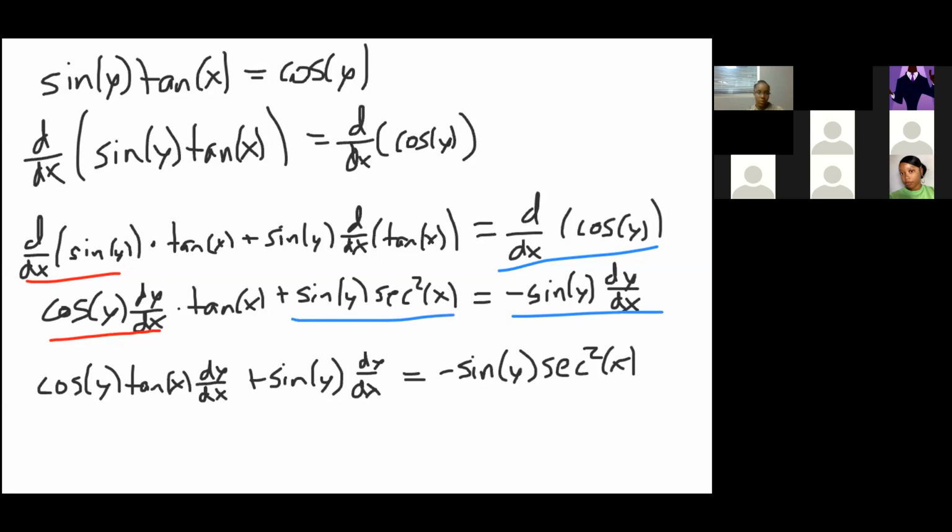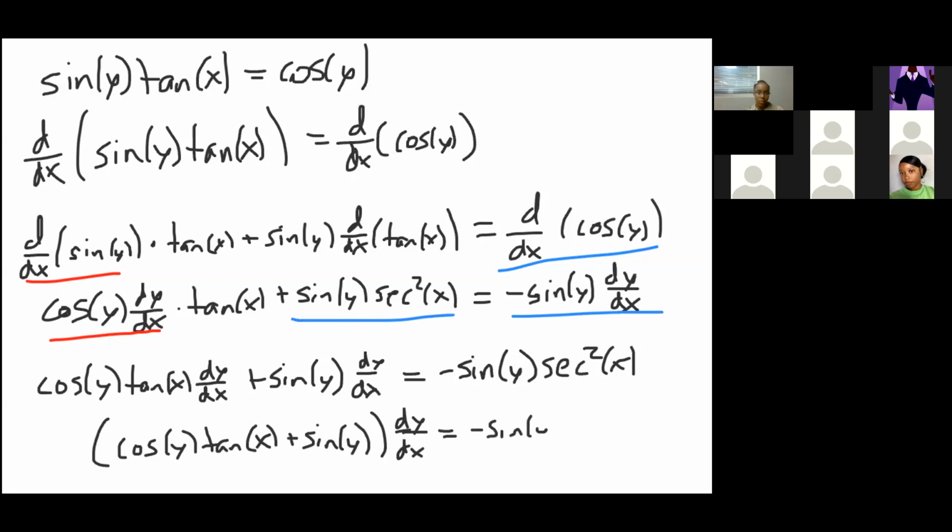But then again, now I have all my dy over dx terms on the left-hand side. I can factor that out, leaving me with a cosine of y times the tangent of x plus a sine of y, times dy over dx, is equal to negative sine of y times secant squared of x. Let's see if I can fit it up here in that top right corner so I don't have to go to a new board.